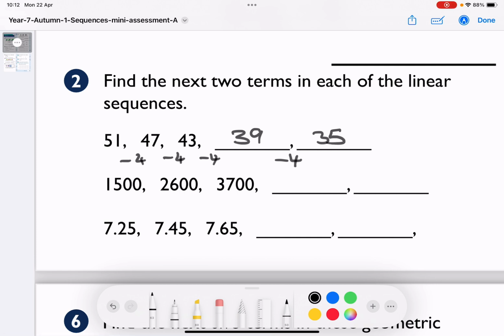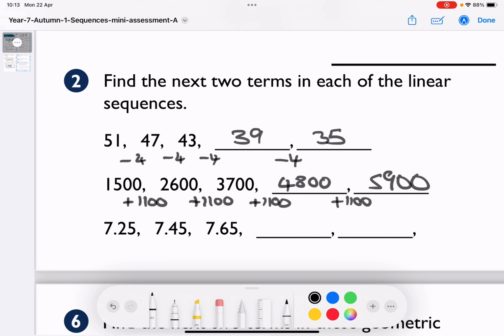Here, 1,500 to 2,600, I am just adding 1,100. And then I'm doing the same again. So linear, it will always be the same, the thing that you add or subtract. So here I'm adding 1,100, which gives me 4,800. And if I then do that again, I get 5,900.